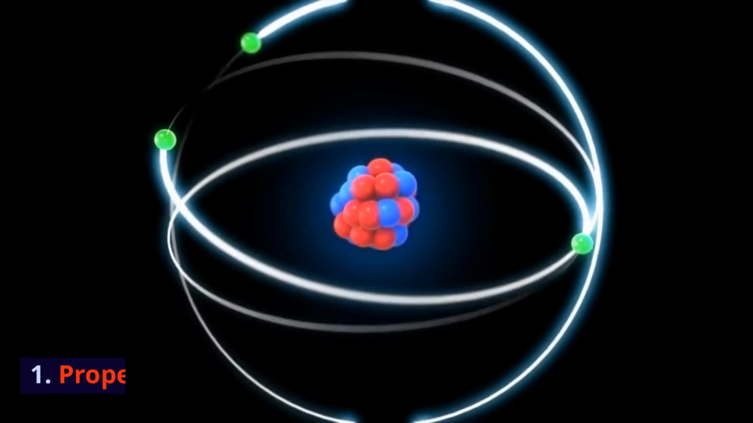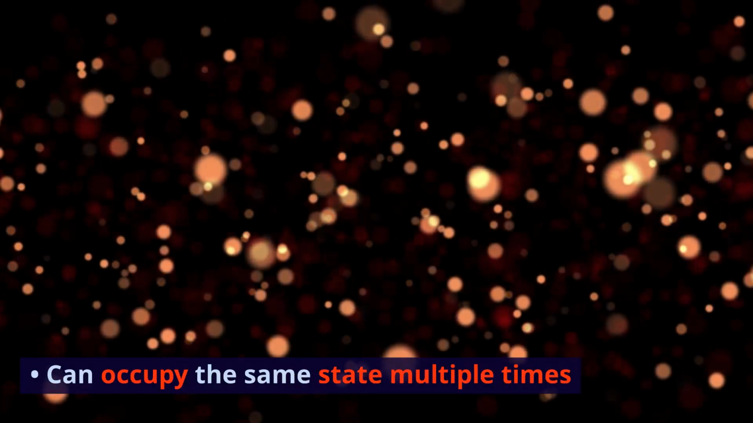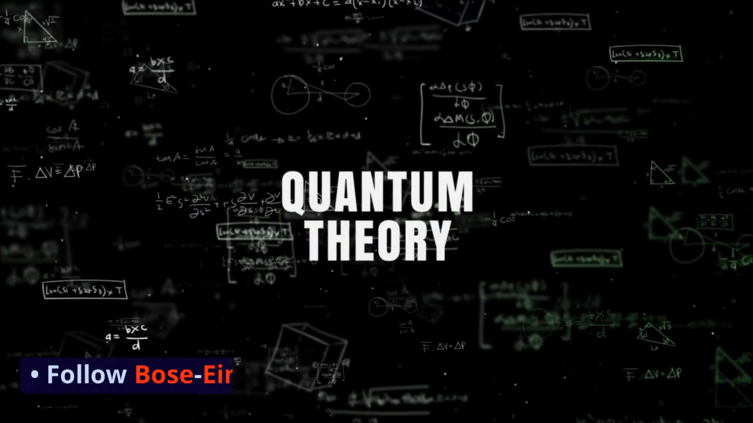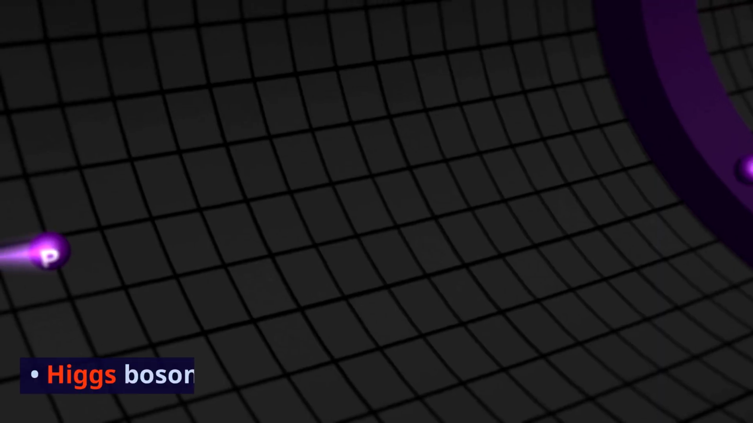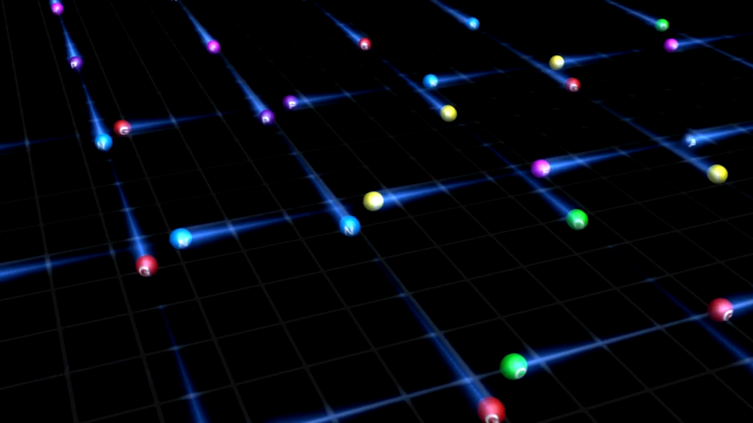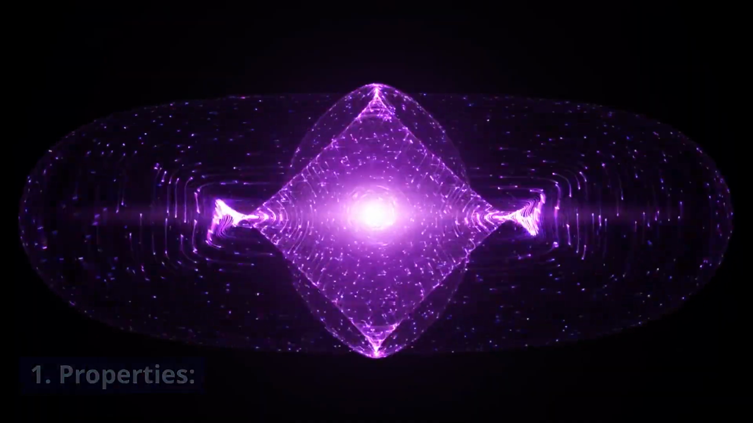Bosons. 1. Properties. Integer spin. Can occupy the same state multiple times. Follow Bose-Einstein statistics. 2. Examples. Photons. Neutrinos. Higgs boson. W bosons. Z bosons.